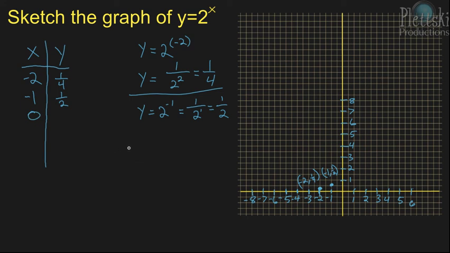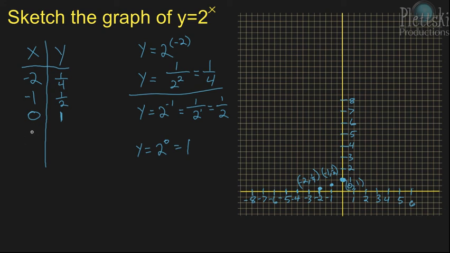Well, when x is 0, we have y equals 2 to the 0 power. And anything raised to the 0 power, as long as the base isn't 0, is going to be 1. So 2 to the 0 power is 1. So when x is 0, y is 1. So it'd go right there at 0 and 1.